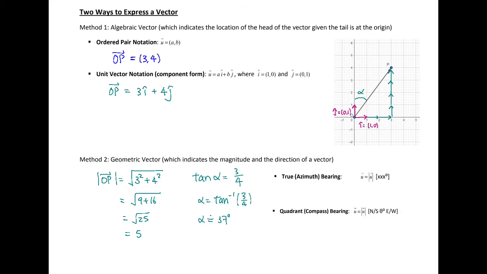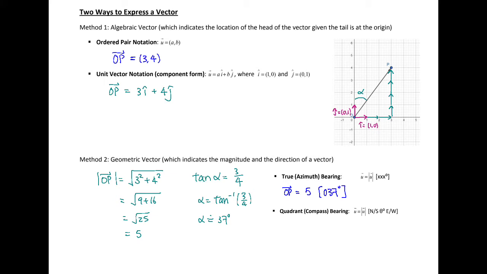Like the algebraic vectors, geometric vectors also have two different notations to represent them. The first one is called true bearing. True bearing uses an angle that is measured clockwise from the north line, and it is always represented by 3 digits. So we will write vector OP equals 5, which is the magnitude, and use square brackets to represent the angle, 037 degrees. The second one is called quadrant bearing.